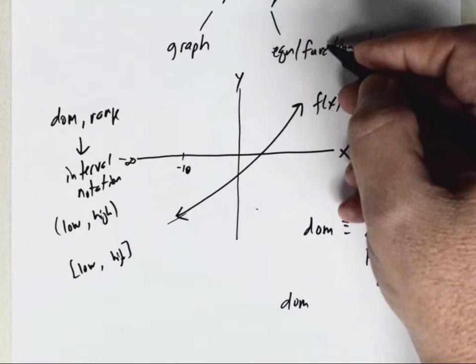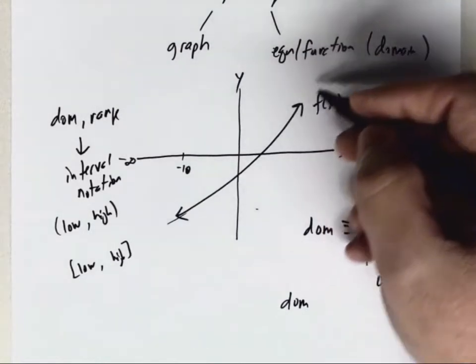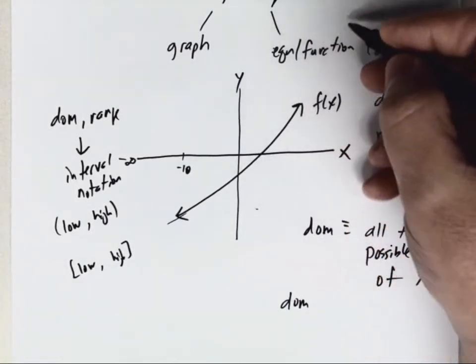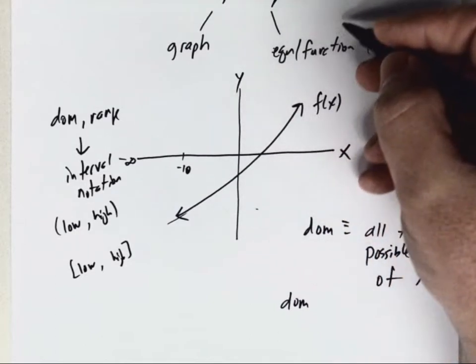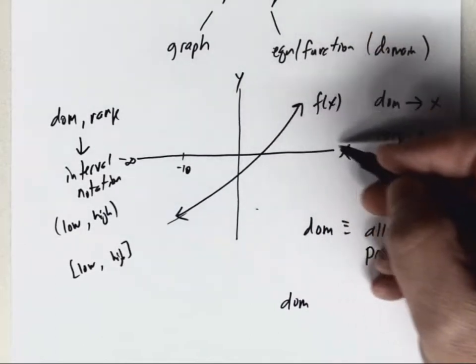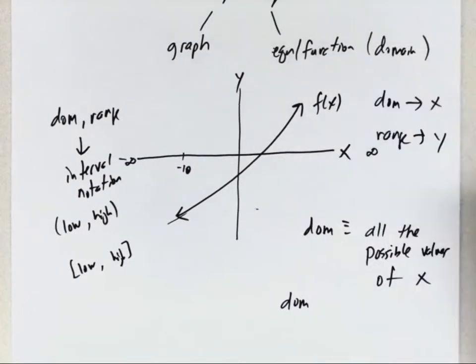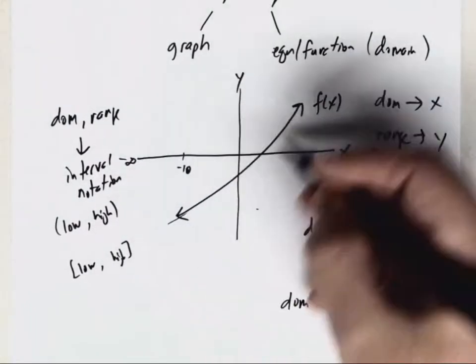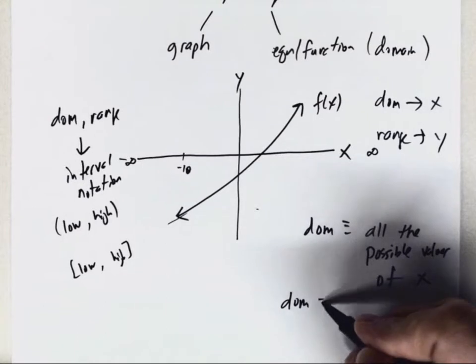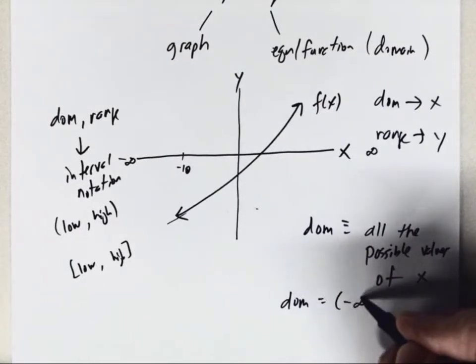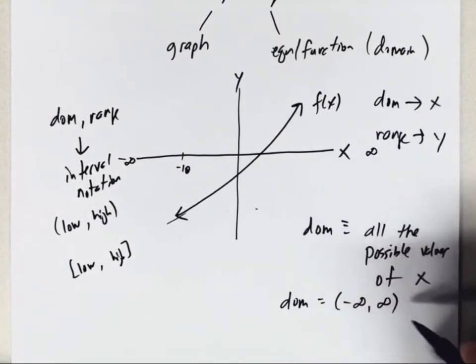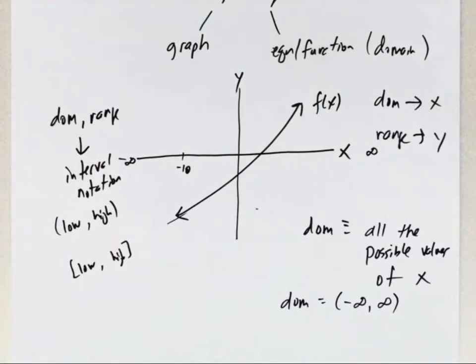And in the same way, what's the largest value? If this keeps going to the right, how far out does this graph go? What's the largest value of x? What's the farthest to the right this graph is ever going to go? Well, it's going to be positive infinity. So for this graph, you know what the domain is? It's the interval from negative infinity to positive infinity.